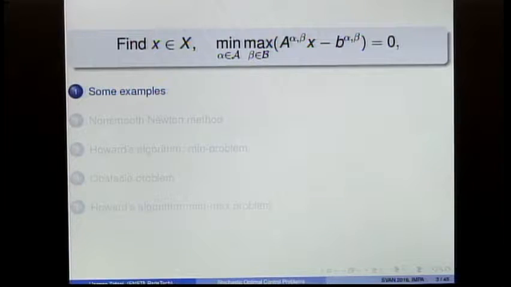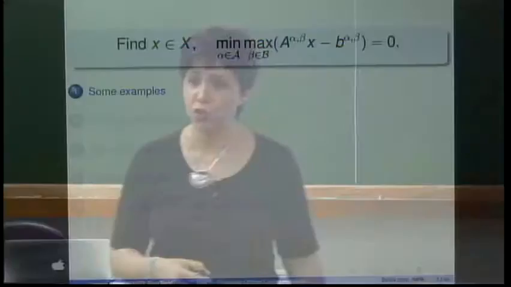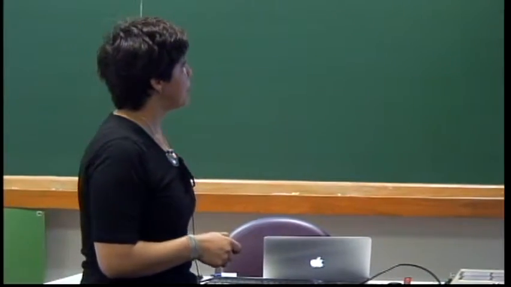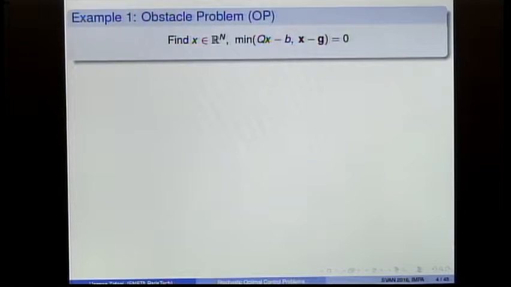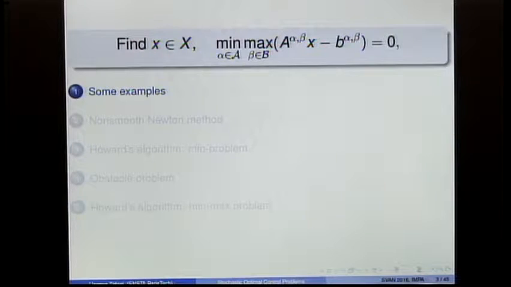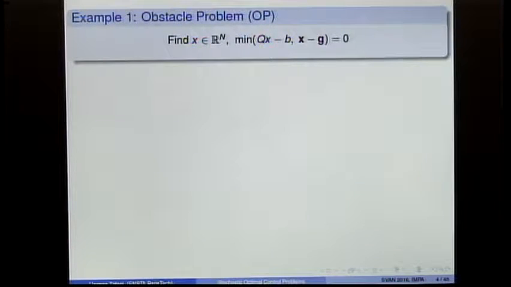So I think I need to show some examples just to convince you that this is really related to the topic of these lectures. Some examples in optimal control problems. Then, the outline: I will speak about some non-smooth Newton methods. I will focus on a specific non-smooth Newton method called Howard's algorithm, and I will show you some theoretical results regarding this algorithm.